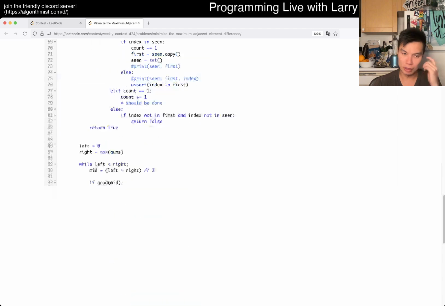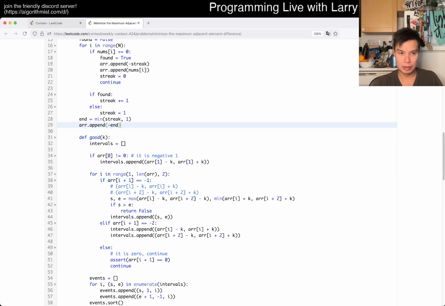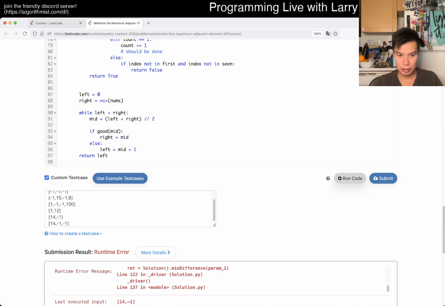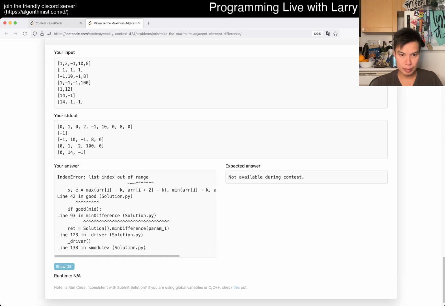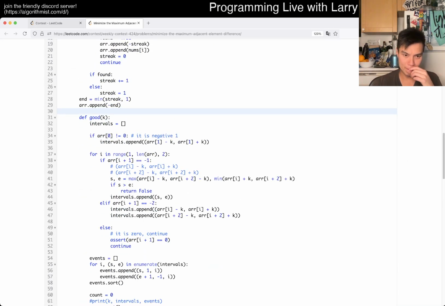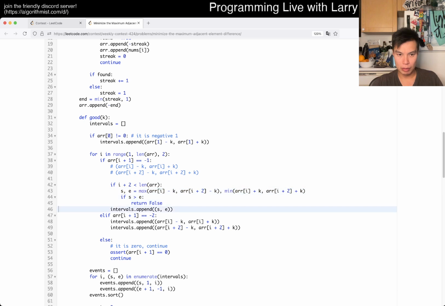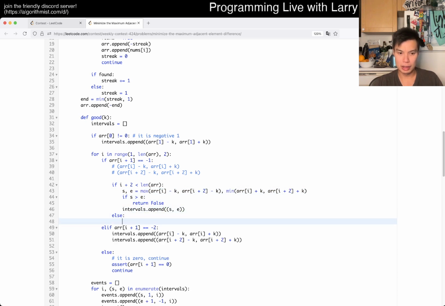So basically, if it's the last number, okay. I mean, why would that not work? Oh, I guess I just didn't have a case for it. Okay, fine. If i plus 2 is equal to n, or length of array, really. Okay.